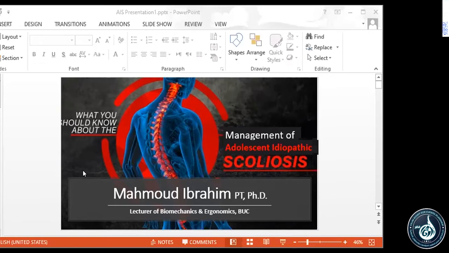From the frontal plane, we use TRACE. TRACE is a trunk aesthetic clinical evaluation. It's a rank from 0 to 12. 0 means no deformity or no cosmetic deformity, and 12 means a severe cosmetic or aesthetic deformity.